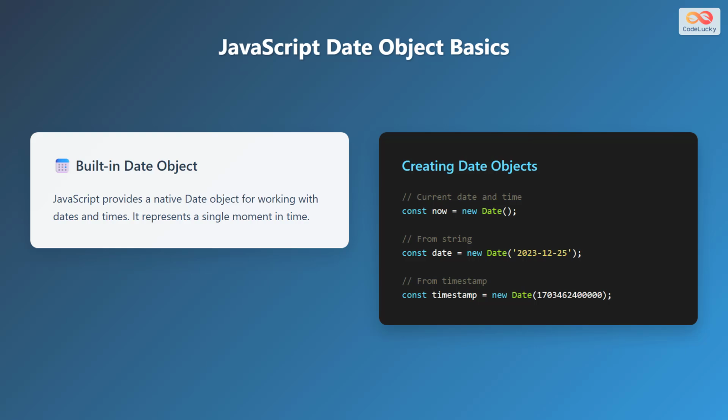Alternatively, you can create a Date object from a timestamp, which represents the number of milliseconds since January 1, 1970, 00:00:00, Coordinated Universal Time, also known as UTC. For example, new Date(1703462400000) will create a Date object from the specified timestamp.